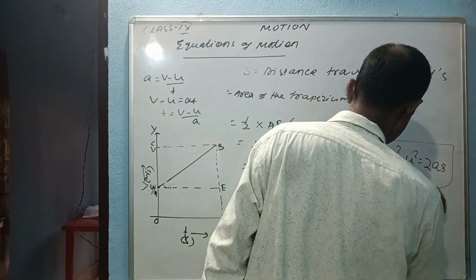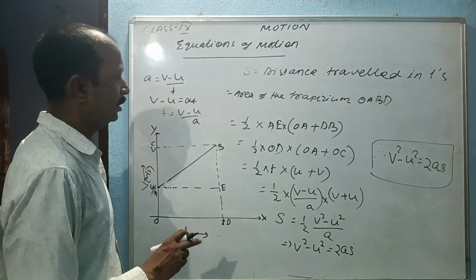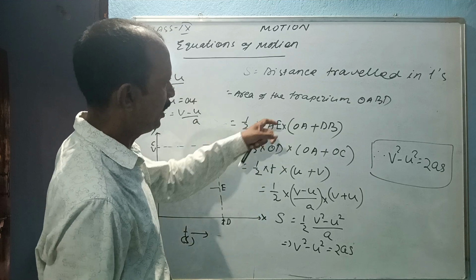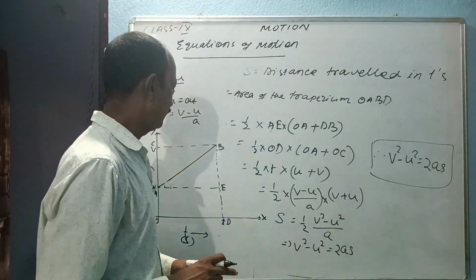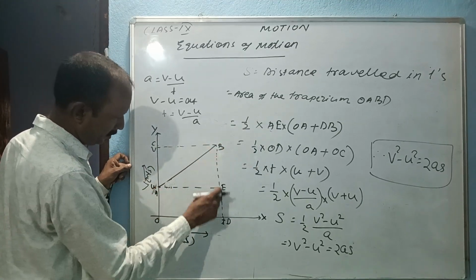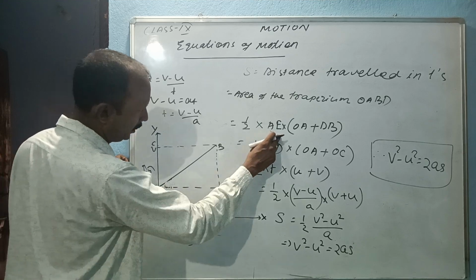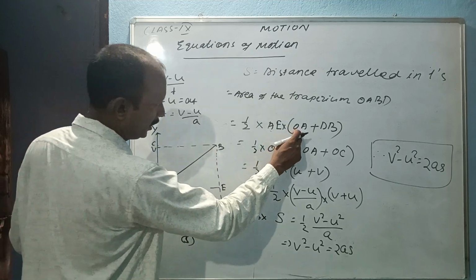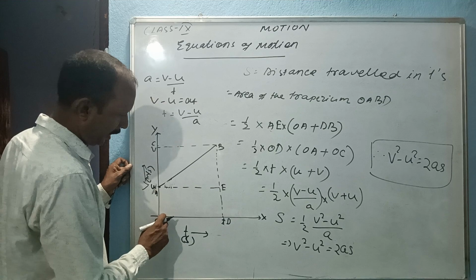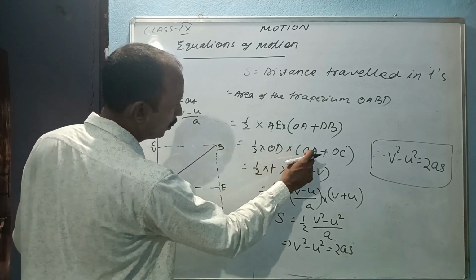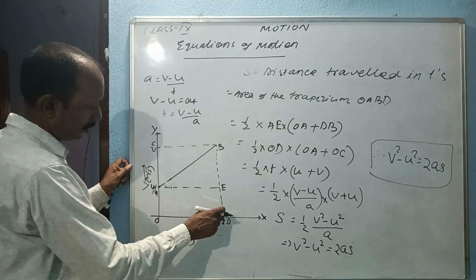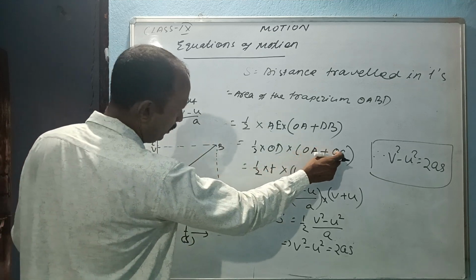This is the third derivation. Once again I am repeating this one. See it. s is the distance traveled in t seconds. That is the area of the trapezium OABD. So I have taken half into the perpendicular distance between the two parallel sides, that is AE, into the sum of the two parallel sides OA plus DB. So this is half. In place of AE I can write OD, into OA plus OC. In place of BD I have written OC.